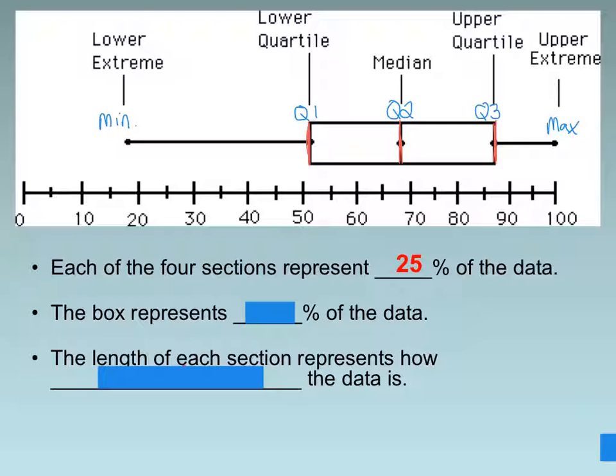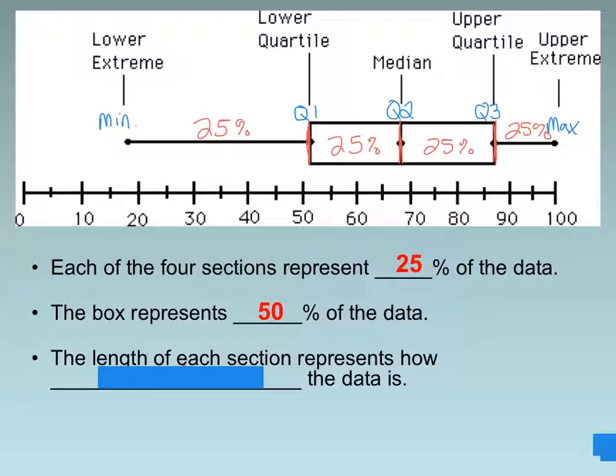So if you also want to include on your box and whisker plot that each part here, so the whisker, the left side of the box, the right side of the box, and then the bigger whisker are all 25% of your data. With that said, the box in the middle represents the middle 50% of your data.